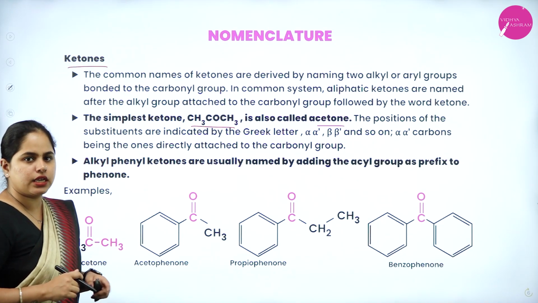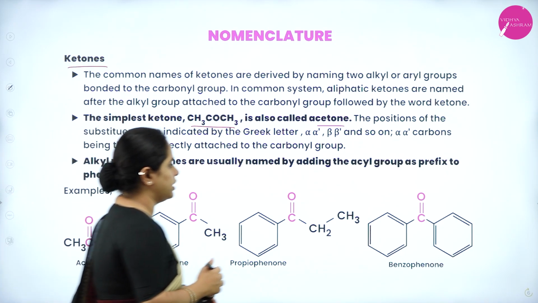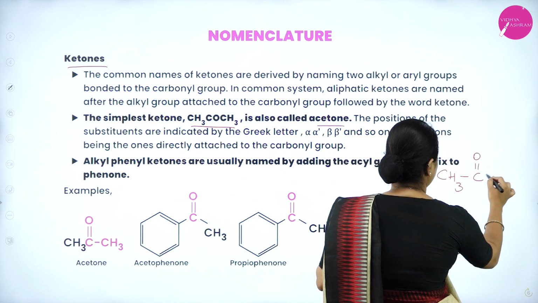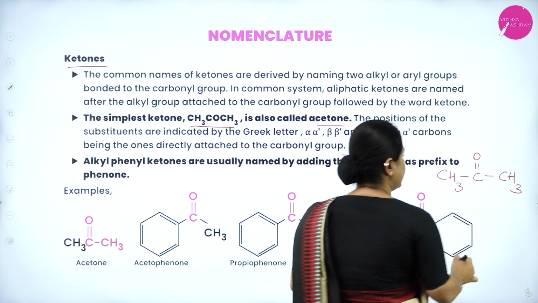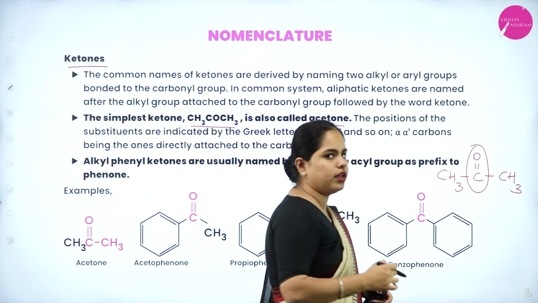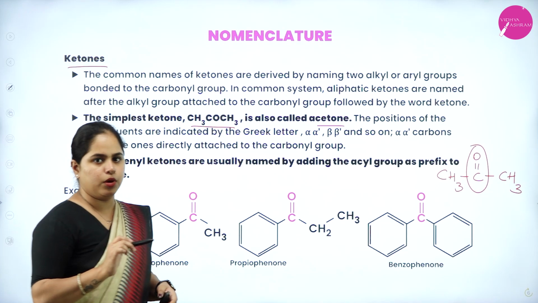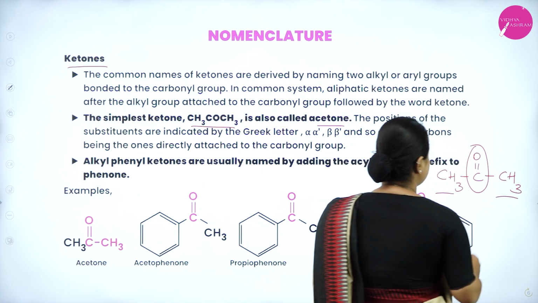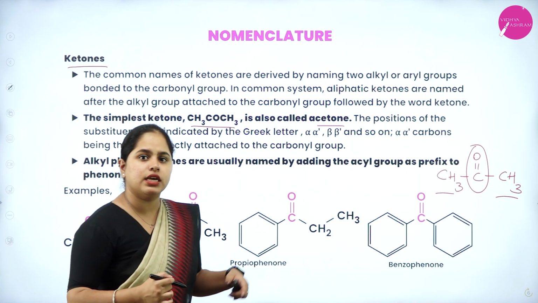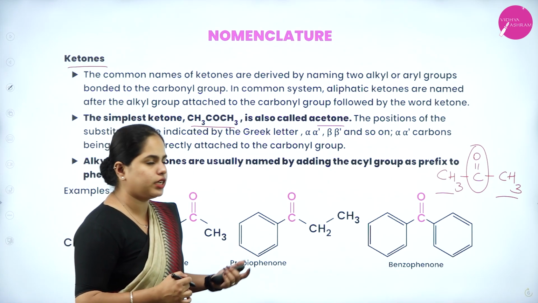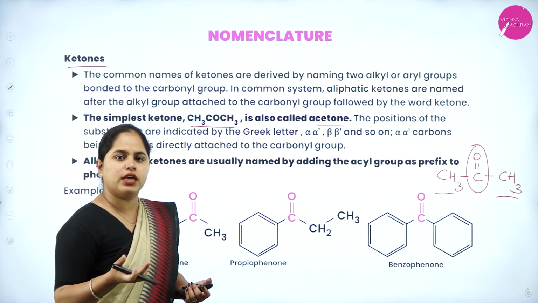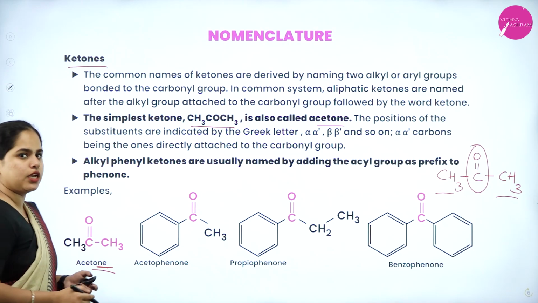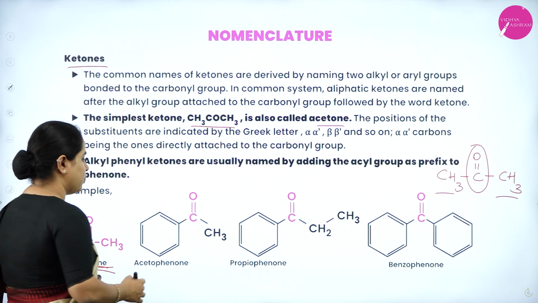The first, simplest ketone is CH3COCH3. So this is a ketone, as you can see, C double bond O here. This is the functional group, C double bond O in a ketone. On either side you have alkyl groups. This is called acetone. Why? Because again it is derived from acetic acid, CH3COOH. Instead of "oic acid" you use ketone there, so the name will be acetone. What is the suffix here? O-N-E, right?